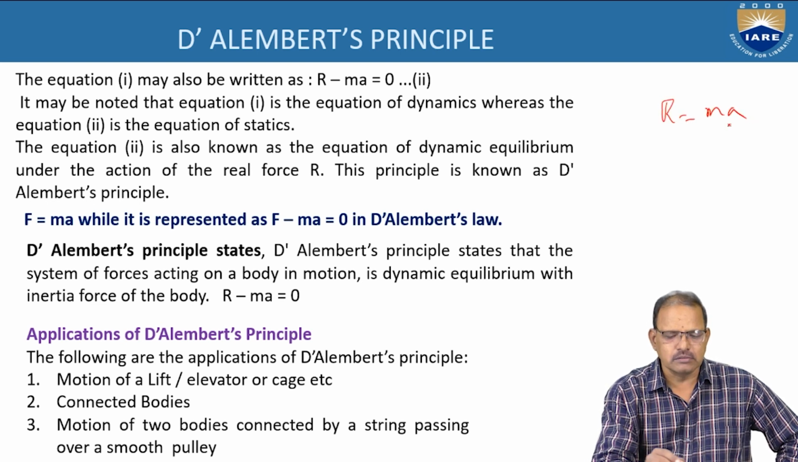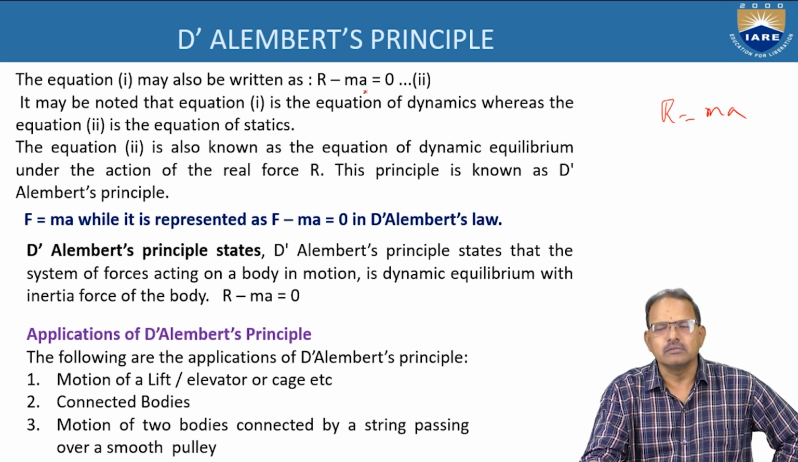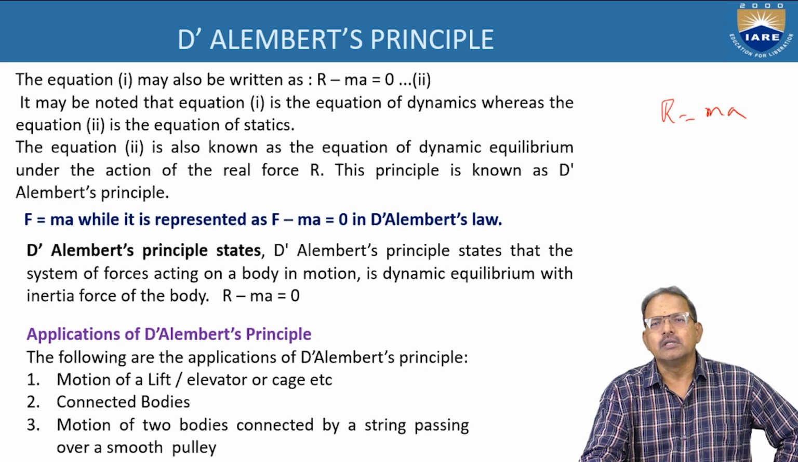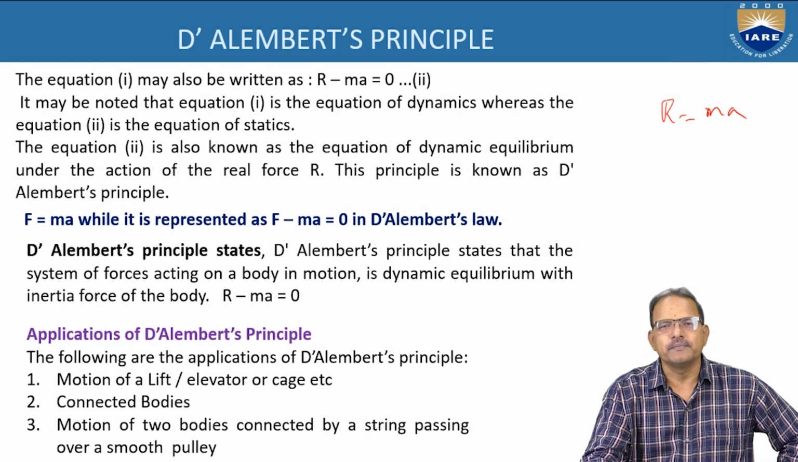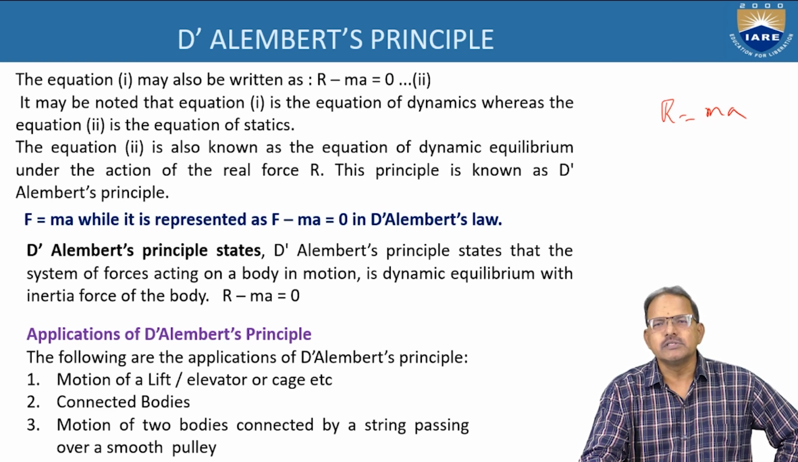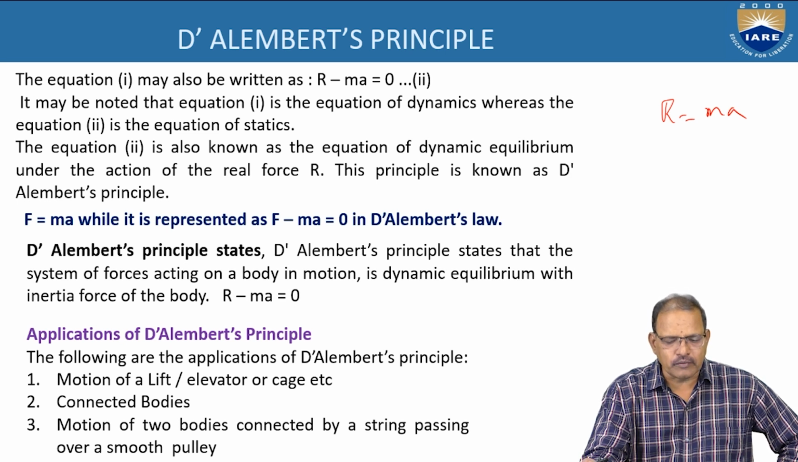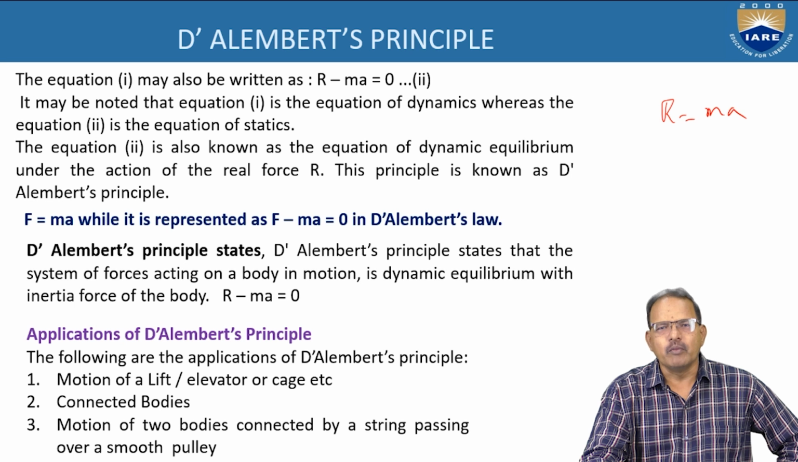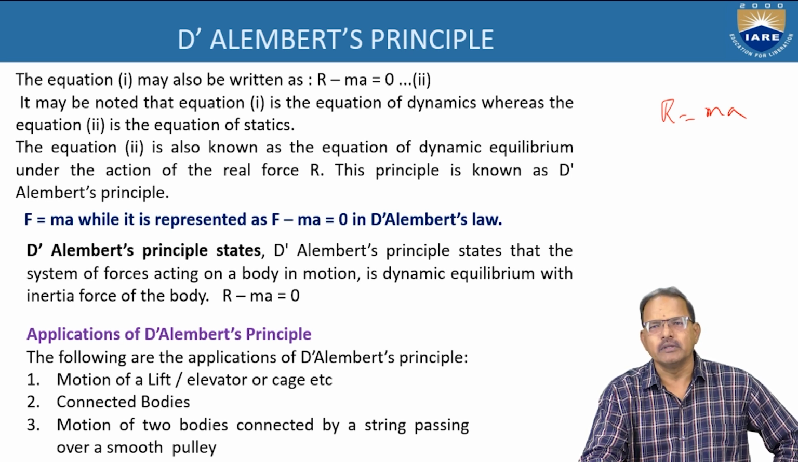It can be modified as R minus ma is equal to 0. Here the body is moving and the external forces are also acting on it, but R minus ma is equal to 0 means the resultant force is treated as 0 now. When a system of forces is acting on a body, if the resultant of all the forces is equal to 0, then the body is said to be in equilibrium. If the body is at rest, that is called static equilibrium. When the body is moving, it is called dynamic equilibrium.